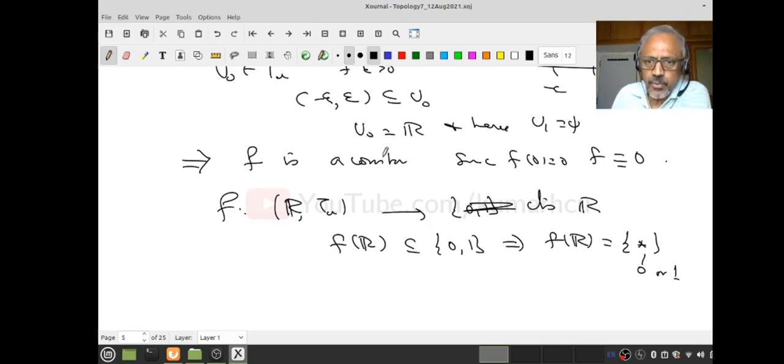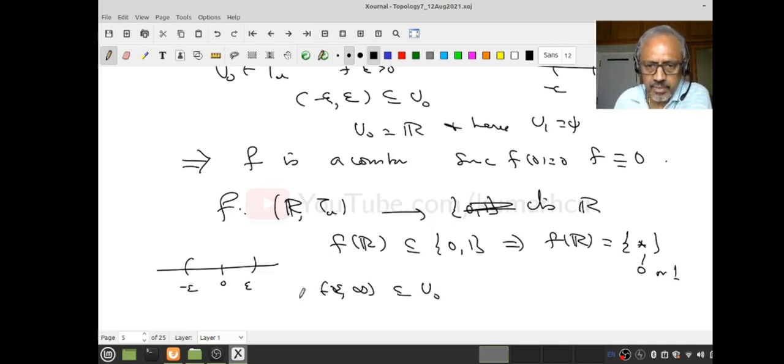So what do I want to do? I want to prove U0 is R. I already know U0 contains minus epsilon to plus epsilon. So I am going to say 0 belongs to this. I want to show the entire interval from 0 to infinity, or minus epsilon to infinity, is contained in U0. This is what we want to show.